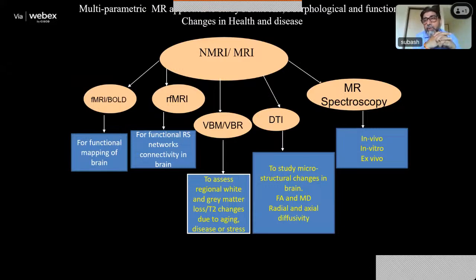And then you can also extend this technique to diffusion tensor imaging, where you can look at the white matter fiber tracts and see how they get affected when the disease process sets in, or when you are giving training to a person to learn a new skill.